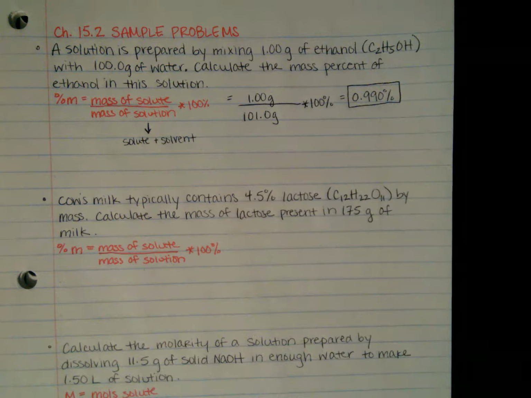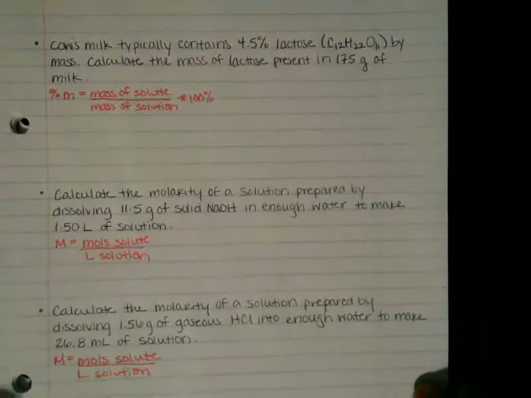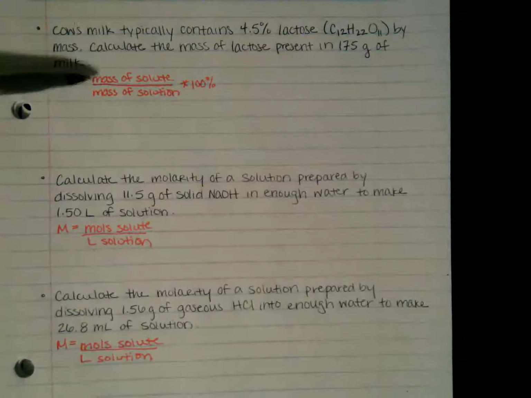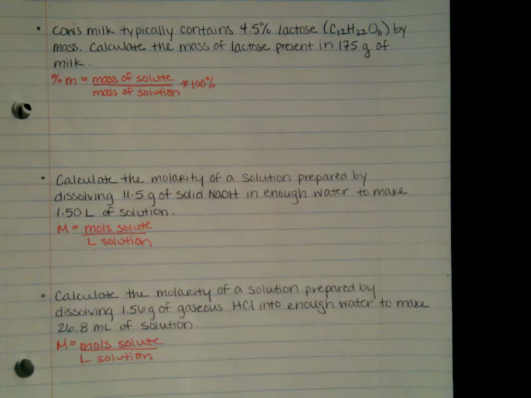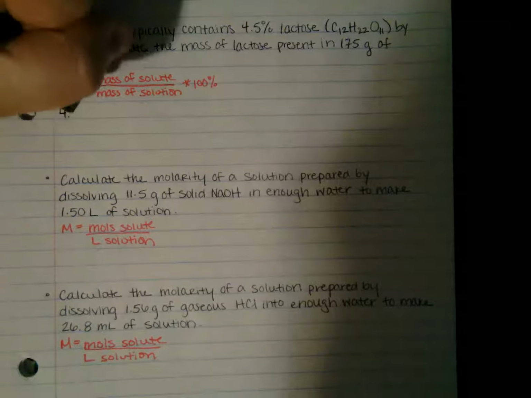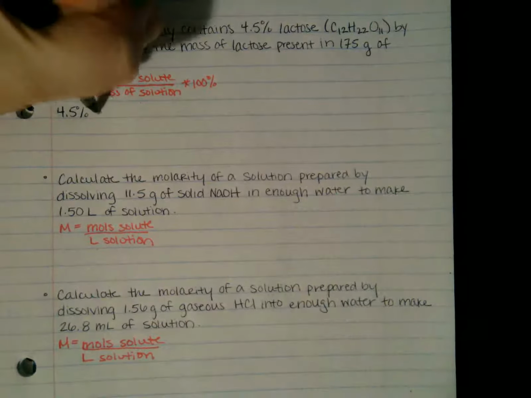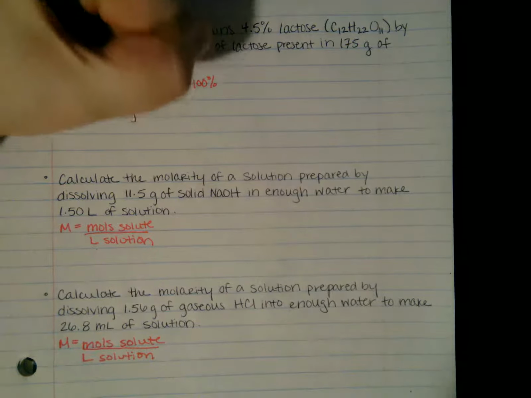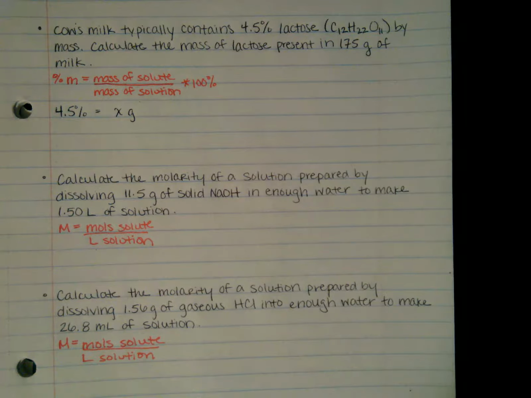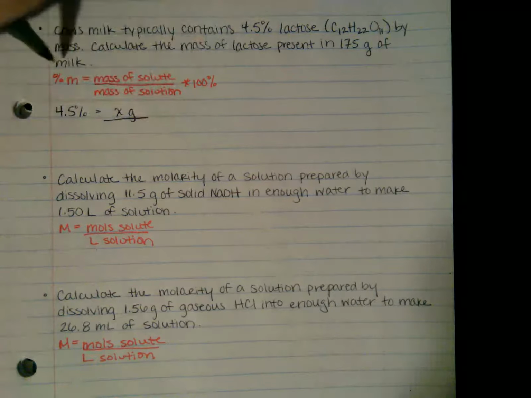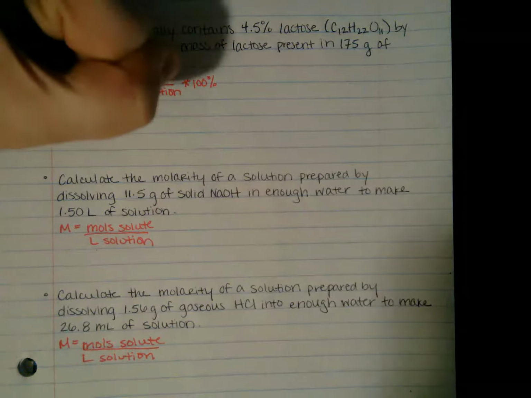percentage. Okay, we have another problem where we're going the opposite way. We are given the mass percent of lactose in this problem, and they want to know how much lactose is present in a given amount of solution. So now we're given that 4.5%, right? That's the mass percent of lactose is equal to the unknown mass of lactose in 175 grams of milk, and milk is our solution here.